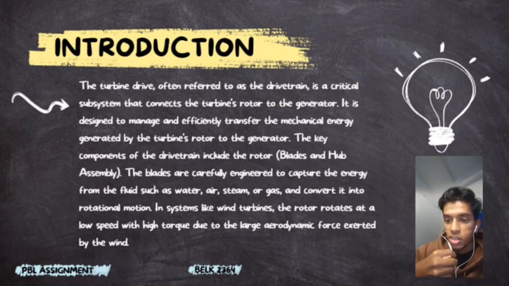The turbine drive, often referred to as the drive train, is a crucial subsystem that connects the turbine rotor to the generator. It is designed to efficiently transfer the mechanical energy generated by the turbine rotor to the generator. The key components of the drive train include the rotor, blade, and hub assembly. The blades are carefully engineered to capture the energy from the fluid, such as water, air, steam, or gas, and convert it into rotational motion. In systems like wind turbines, the rotor rotates at a low speed with high torque due to the large aerodynamic force exerted by the wind.